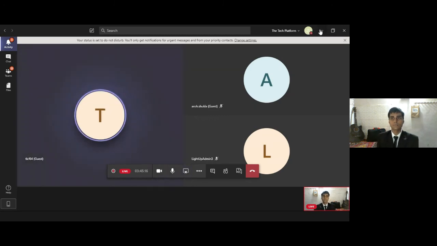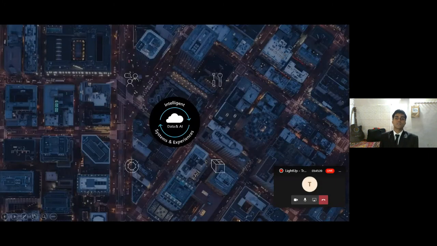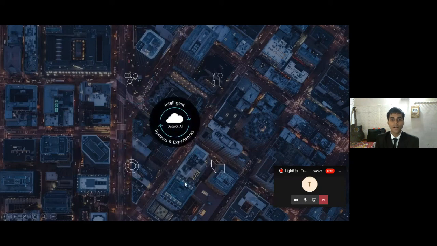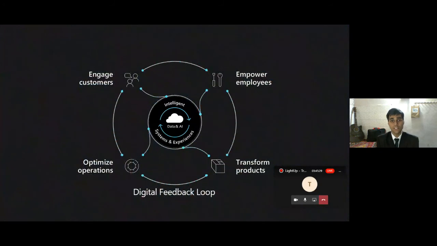Okay. So let's begin from the previous part. As I said, with data and AI, and moving ahead intelligently, we are able to engage customers, empower employees, transform products, and optimize operations. This is a digital feedback loop. This is how everything is interconnected, and intelligent systems and experiences have been created fantastically. Do we have any questions till now?